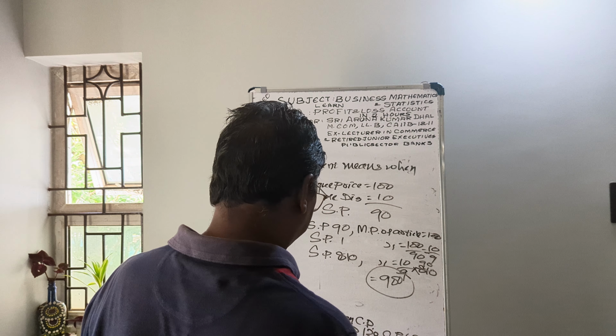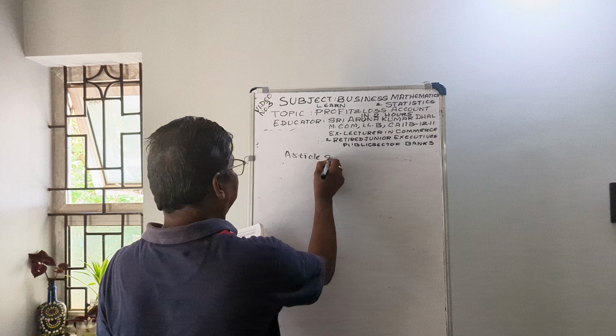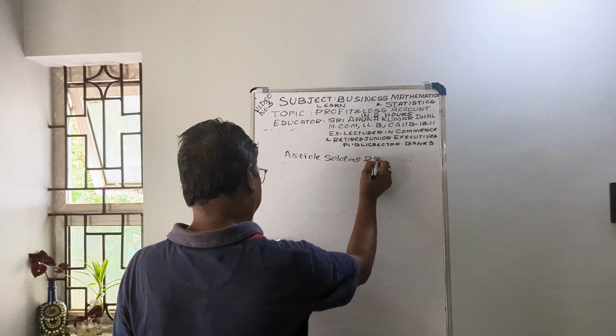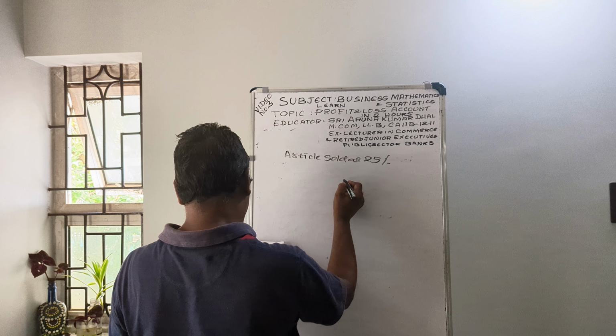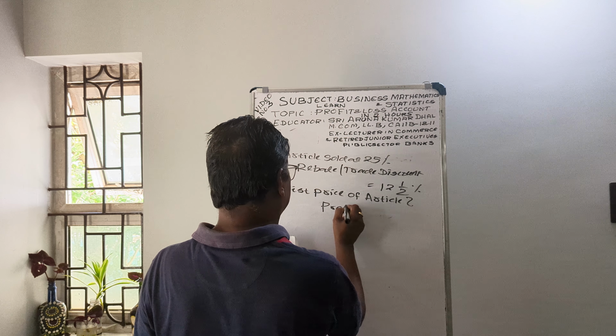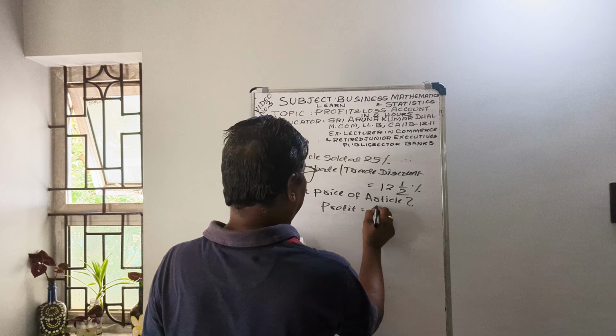Here it is given, an article sold at a profit of 25%. Then after allowing a rebate, means trade discount, that is trade discount, it is given 12.5%. So we have to calculate the list price or catalog price or mark price of the article. This we have to calculate. What is given? Profit figure is 4375. So profit is 4375.